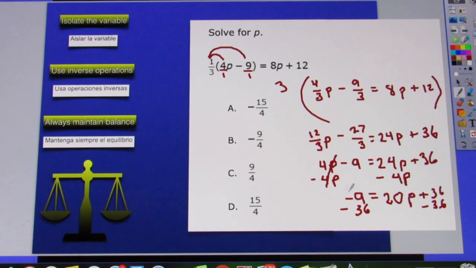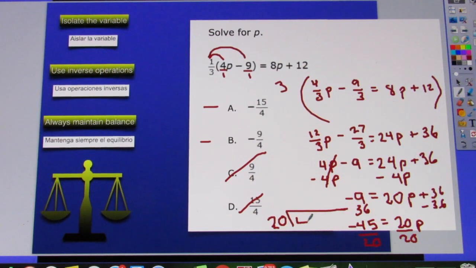And even if you do struggle with your integers a little bit, there's no reason not to pull up a calculator, put negative 9 minus 36, and get the exact right number, which would be negative 45. Equals 20p. That's multiplication. We use inverse operations. We divide by 20. And we know the answer is negative, so it's this one or this one. It's certainly not that or that, because negative divided by positive is negative. We've got to divide. Again, you could just use your calculator.